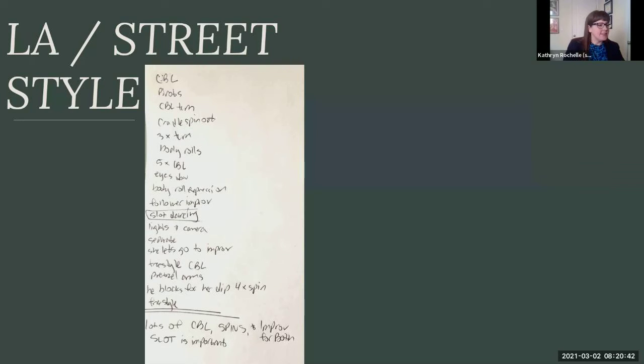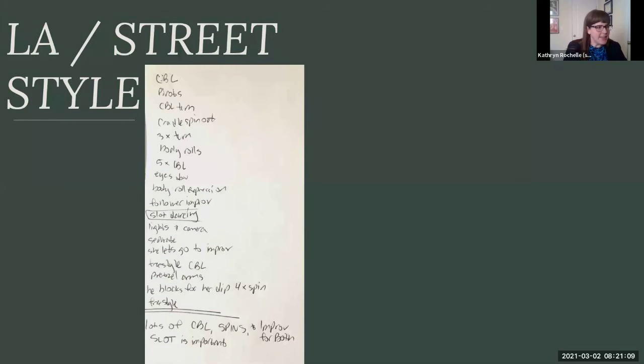So I saw tons of CBL. That's my shorthand for crossbody lead. And that's a step in which they're changing places with each other. So they were changing places a ton. There was a ton of spins, and there was also lots of improvisation, it looked like, for both the leader and the follower. And I also wrote slot is important. We're going to talk about that a little more as we go into our different categories.